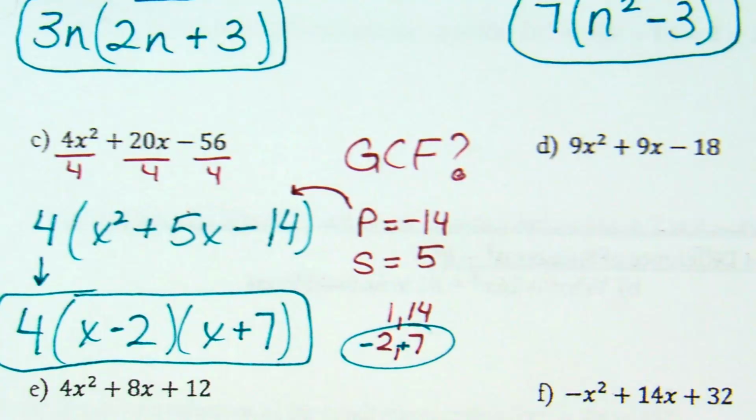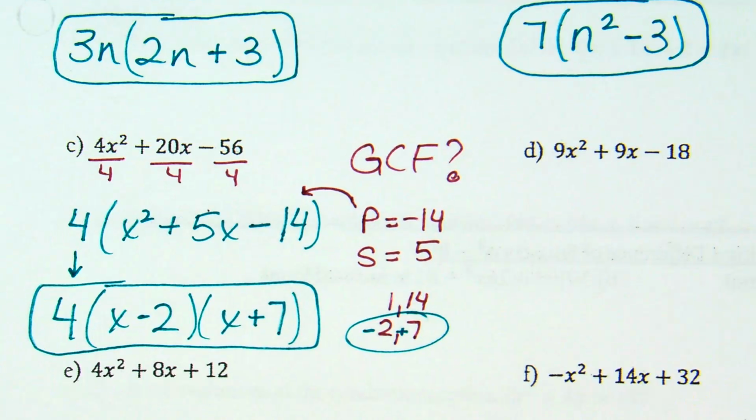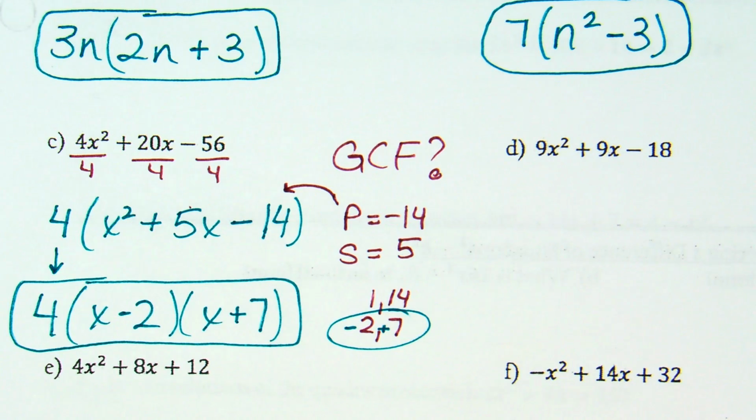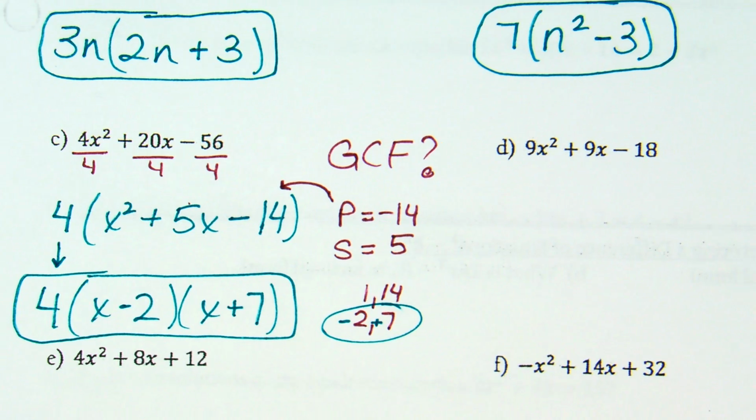So, get in that habit: after you do a GCF, is there any more factoring that can be done? If it's in the form x squared plus bx plus c, you should check. Just because it's in that form does not guarantee that there will be numbers that work, but you should always check. If there are not numbers that work, you just leave it like that. You'll get an example, don't worry. You just have to be careful and check.